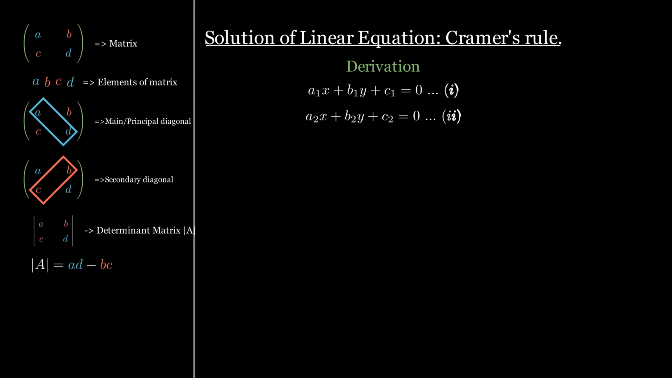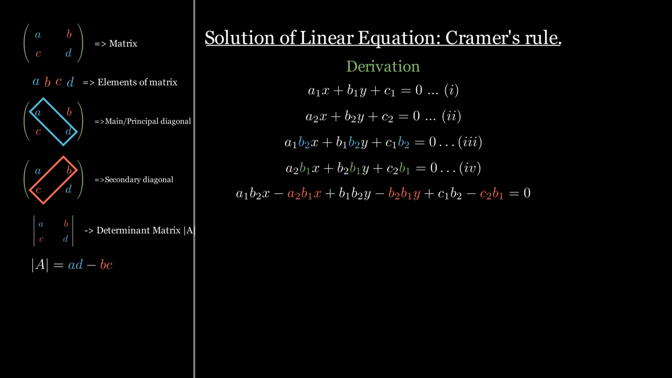Let us start by taking two general linear equations. Multiply the first equation by b2 and the second equation by b1. Subtracting equation 4 from equation 3 gives the following equation, where terms with y cancel out. Let's rearrange and solve for x.